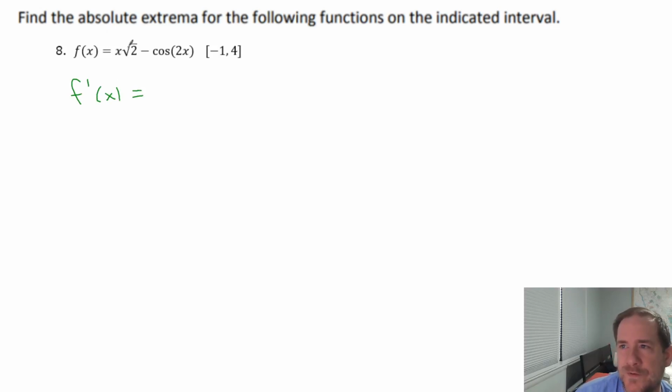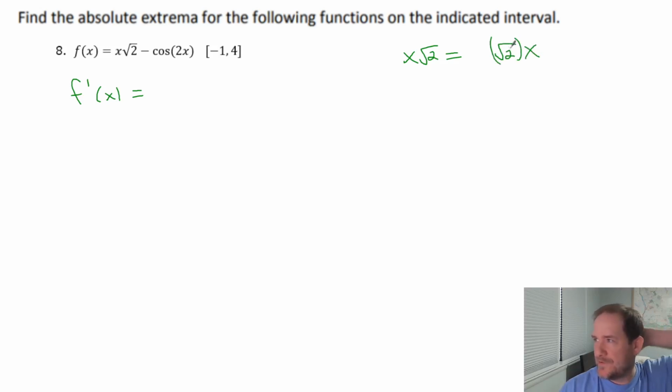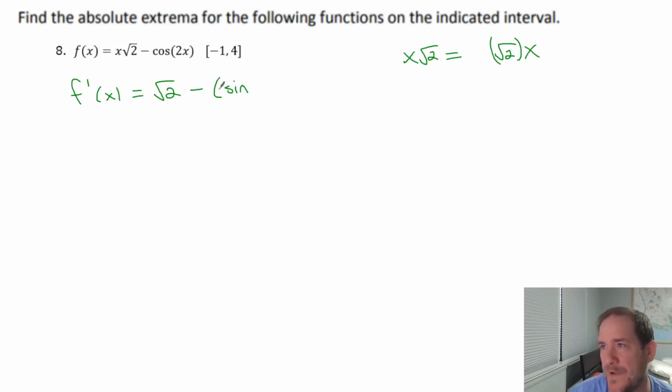The derivative here would just be root 2. Root 2 is essentially the coefficient of x, right? x root 2 really just means root 2 times x. And our derivative would just be that coefficient. So this is giving a root 2. Then minus cosine would be minus negative sine, sorry, of 2x. And then we'd chain rule out a factor of 2. And that's our derivative.